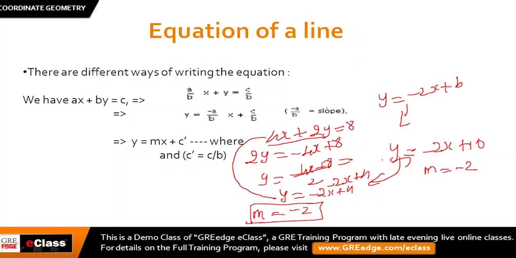So what is the equation? If you could modify the equation into the form y equal to mx plus c, then m will indicate the slope of the given straight line. Remember, you don't need to check with the coordinates at all. Clear? Others?